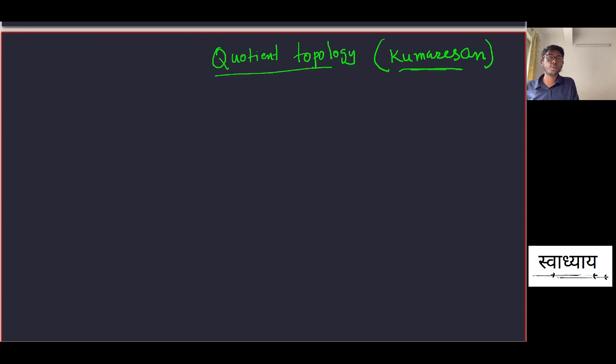Most of the time I was following notes by Kumar called Quotient Topology. It's on the web. It's an expository note by Kumar. If you just Google it, Quotient Topology Kumar, you will get a note, and I was mostly following this article.